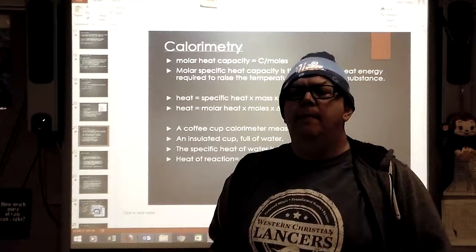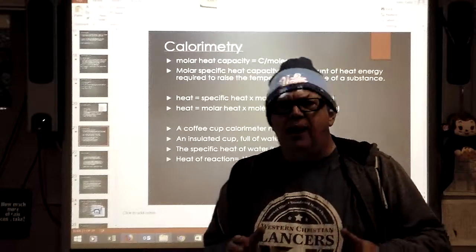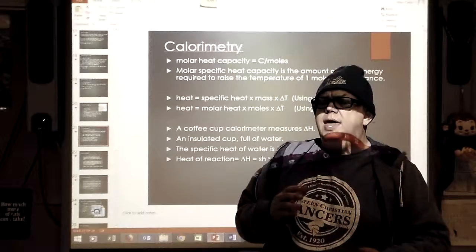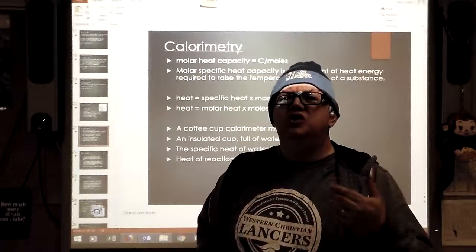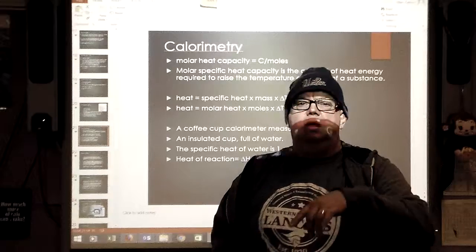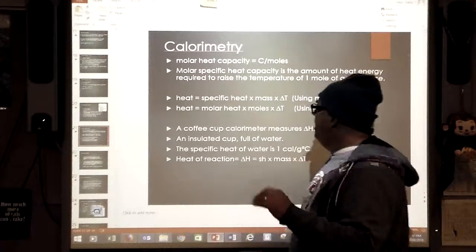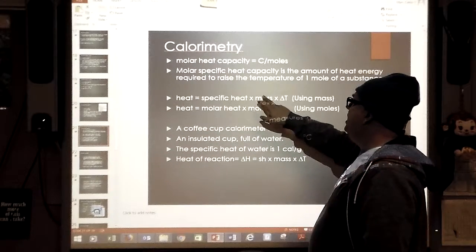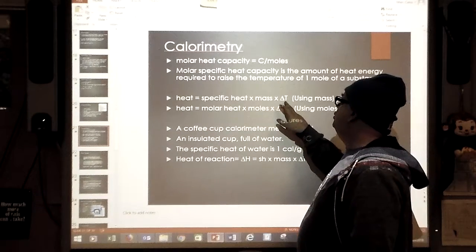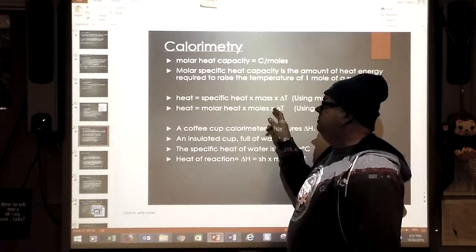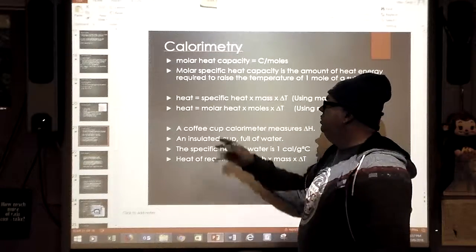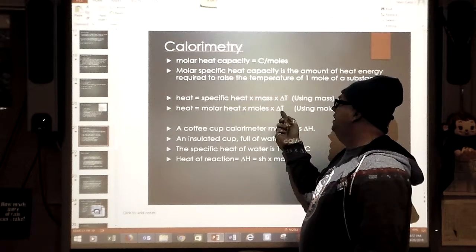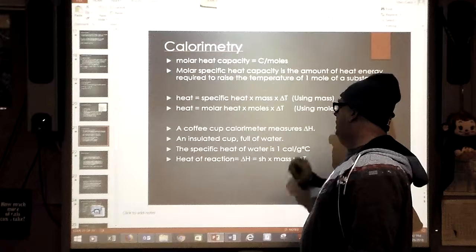Okay, or per kilogram. How are you going to know that? Well, usually when delta H is connected, it usually has to do with molar heat capacity. That's usually the case. Make a note of it. So heat is equal to the specific heat times the mass times the change in temperature. That's using mass. Now we can also calculate heat using the molar heat times the number of moles times the delta T. Again, we're using moles here.